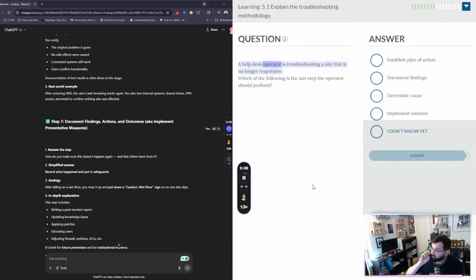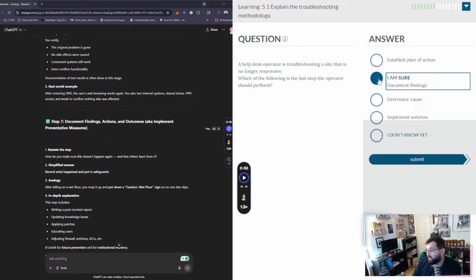Let's go. A help desk operator is troubleshooting a site that is no longer responsive. Which of the following is the last step the operator should perform? Documenting his findings.